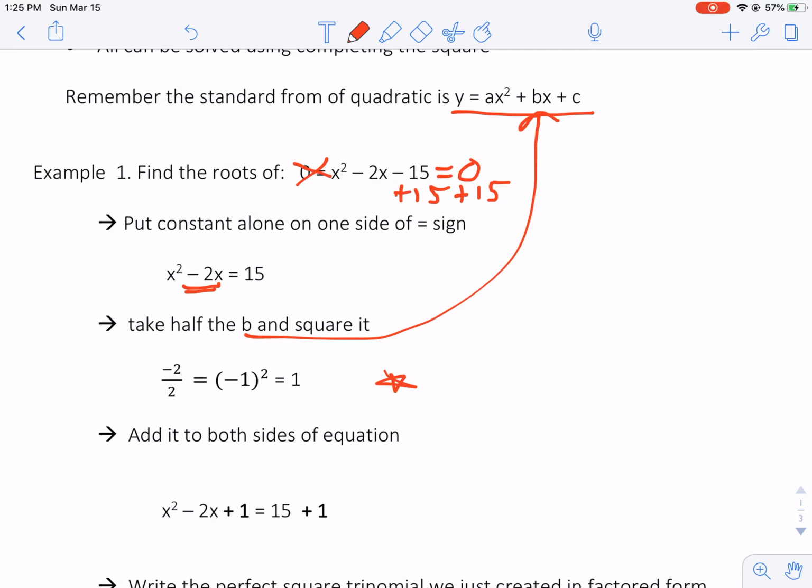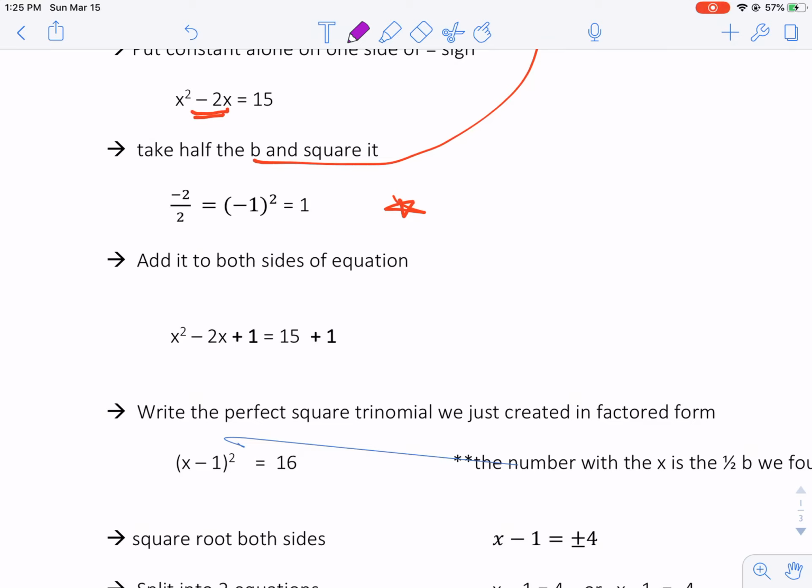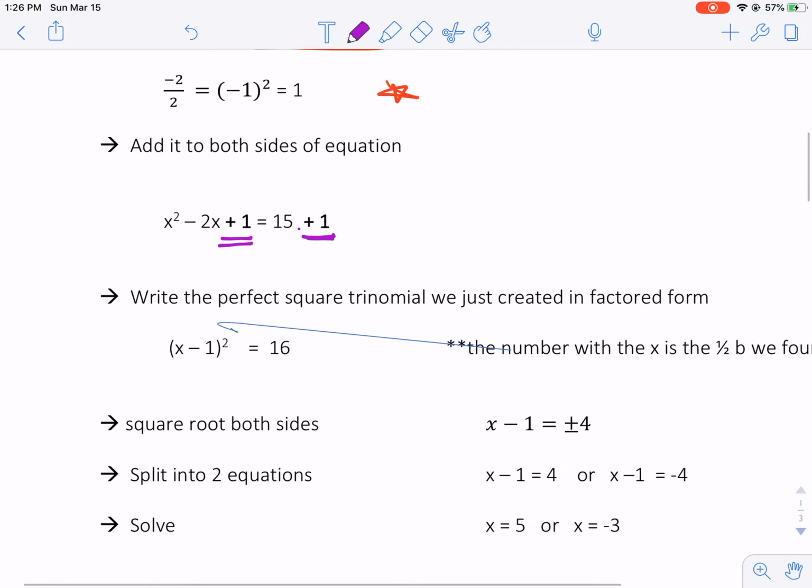Now, even though this is very simple math, you want to write these steps on your paper, and there's a really big reason for that other than just showing your work. Once you get that number, the 1, you're going to add it to both sides of the equation as shown here. So you've got the x squared minus 2x, and you're going to add 1 to the end of that. And you're also going to add 1 to the 15, because remember, whatever you do to an equation, you've got to do it to both sides. Now what you have done, and what completing the square does, is it creates what we call a perfect square trinomial.